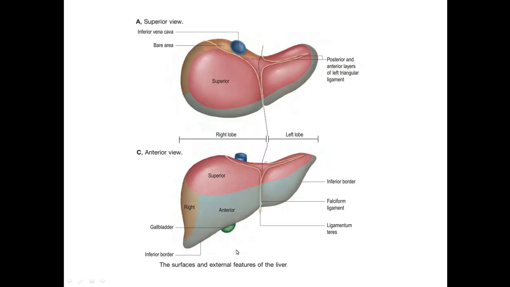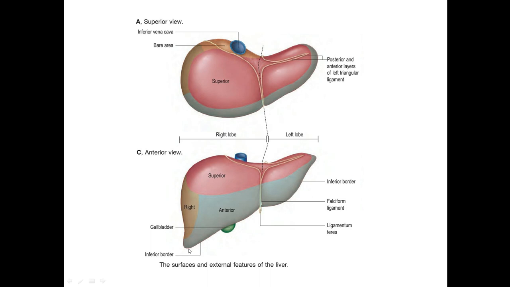Let's see the surfaces. Now we are going to see the superior surface, or the superior view of the liver, first. So this is the superior surface of the liver. Here lies the inferior vena cava. Then we see the anterior surface. The anterior surface of the liver is this surface. The right surface is over here. So the 3 surfaces are superior, anterior and right.